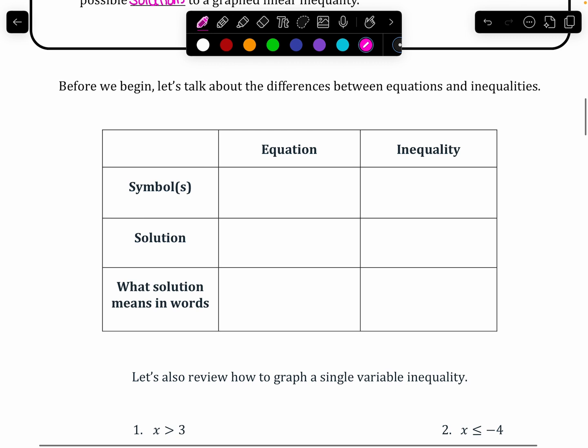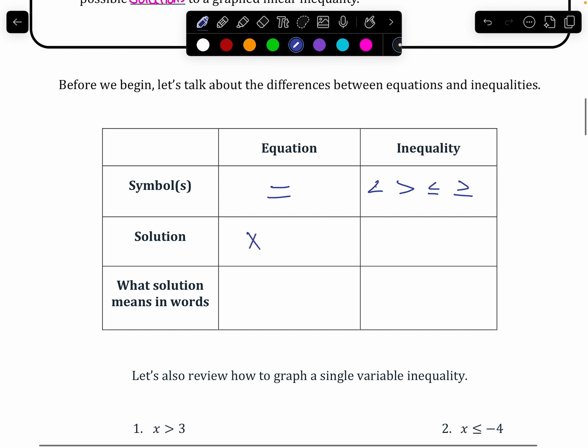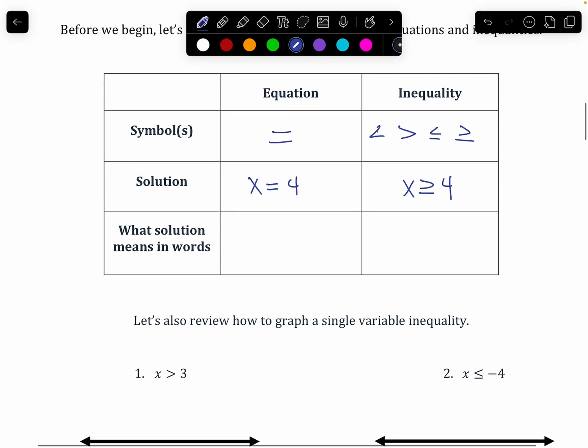Before we begin, let's talk about the differences between equations and inequalities. Equations have equal signs, and inequalities have inequality symbols. A solution with an equation is typically only one answer. For example, if we have x equals 4, that means that x is 4 and nothing else. With an inequality, if we have x is greater than or equal to 4, that means x can be 4, but it can also be anything bigger than 4. So when we work with inequalities, we have to do shading because shading represents all possible solutions, whereas an equation will only have one solution.